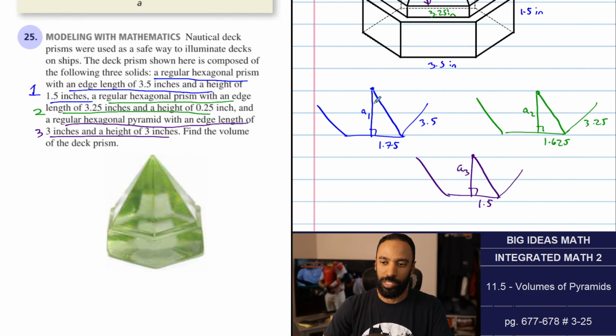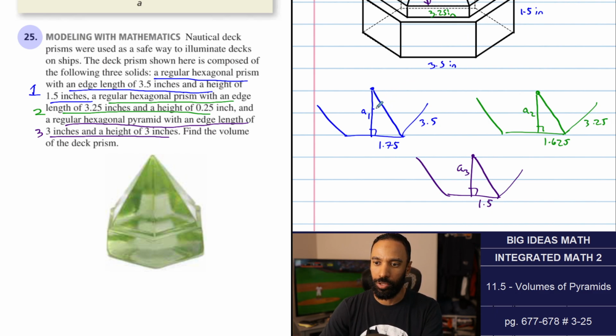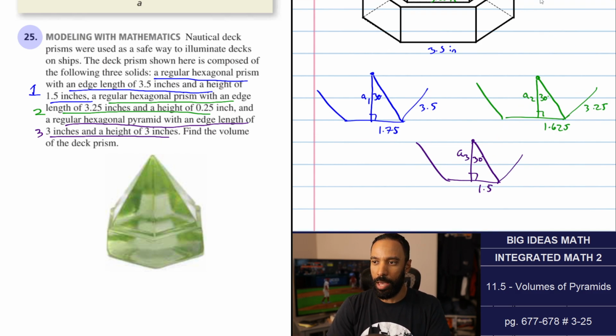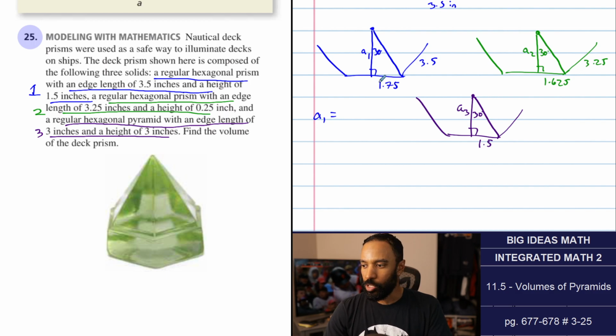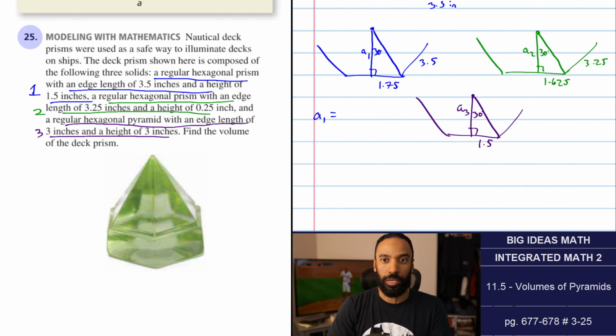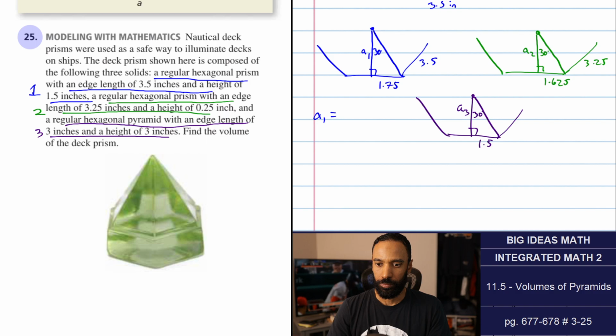360 divided by 6 is 60, divided by 2 is 30. Oh, we don't have to use trig. These are 30, 60, 90 triangles. So 30, 30, and 30. When it comes to these apothems, remember it's root 3 times larger. Oh, give me 1 sec. I gotta pause this.